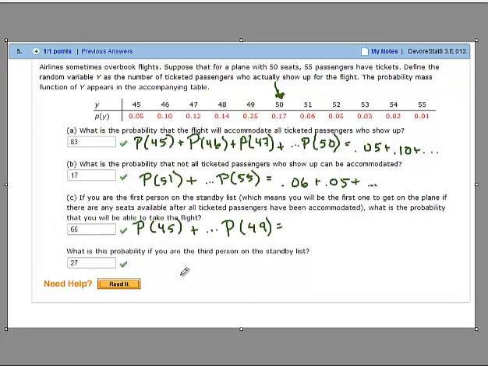What's this probability if you're the third person? Okay, so 49 if you're the first. There's the second person, third person. So I need the probability of 45, 46, or 47. The probability of 45, or probability of 46, or probability of 47. And add up those numbers. And you would get the 0.27.